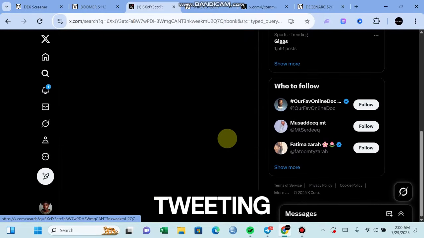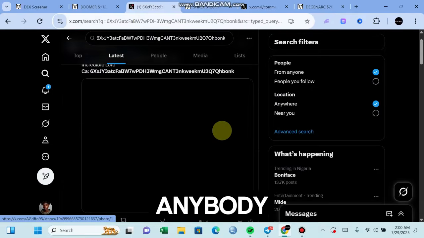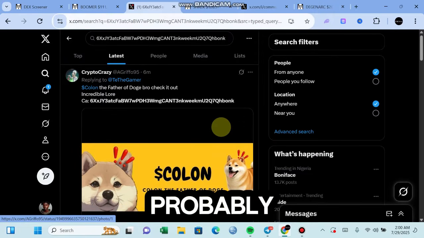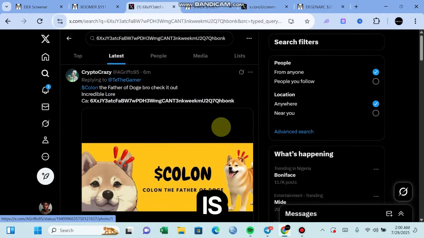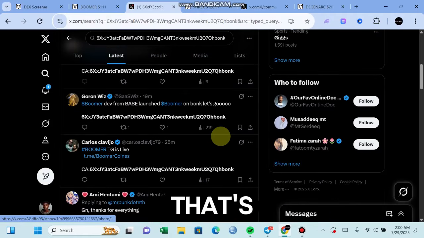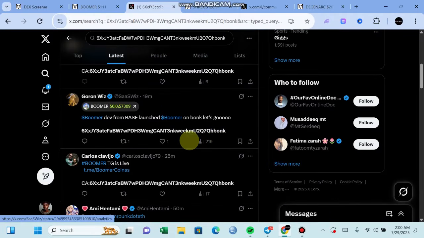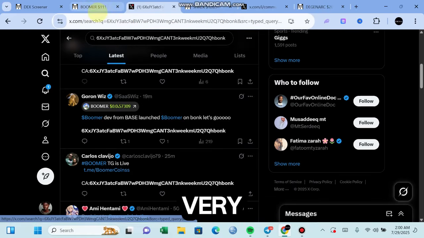So nobody is going to tweet about this coin. So everybody's coin, you should probably wait. This was like 6 minutes ago, and this is not even the coin, this is another coin that tweeted about 6 minutes ago, 19 minutes ago, but still very fast.